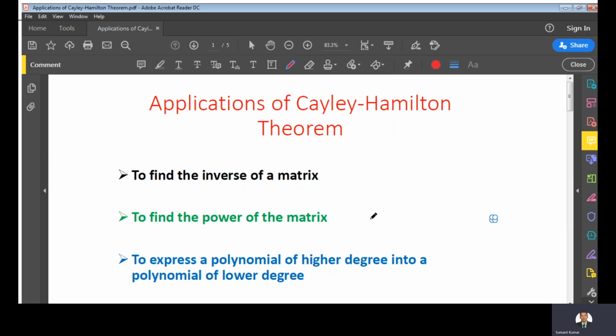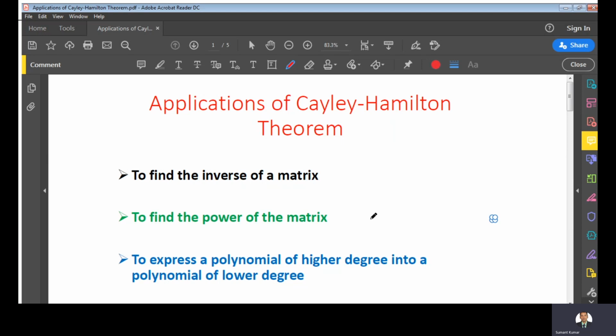First, how will you find the inverse of a matrix using the Cayley-Hamilton theorem? Second, how will you find the power of a matrix? And the last, how will you reduce a polynomial of higher degree into a polynomial of lower degree using the Cayley-Hamilton theorem? And all of this we will discuss through examples.